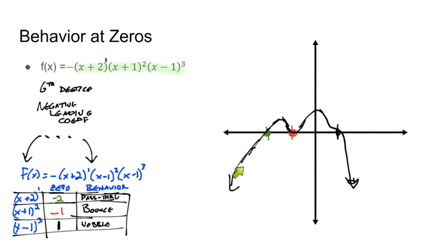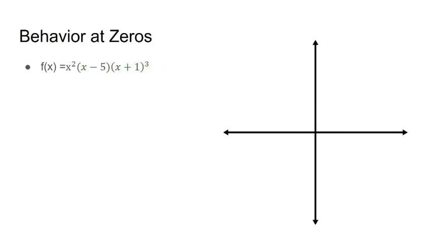Reminder, I know from previous videos that it's going to go down on both sides, but here, knowing the multiplicity, knowing the exponent on your zeros tells you what exactly is happening at those zeros. But let's do another example. Okay.